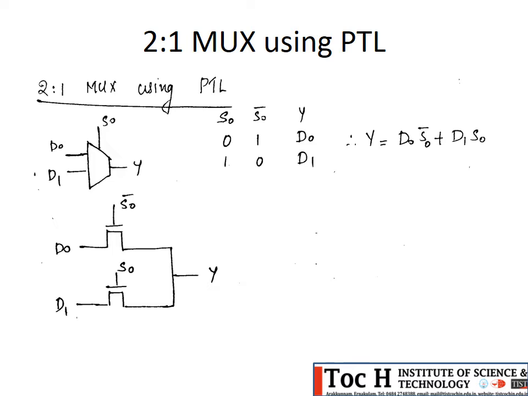So you can see this is the pass transistor logic realization of a 2:1 mux. Here it is simply D0 S0 bar, that is shown here, and here is D1 S0, the other term. So this is actually the pass transistor realization, when we wire these two in parallel. If we wire these two functions together, then we can realize the mux.